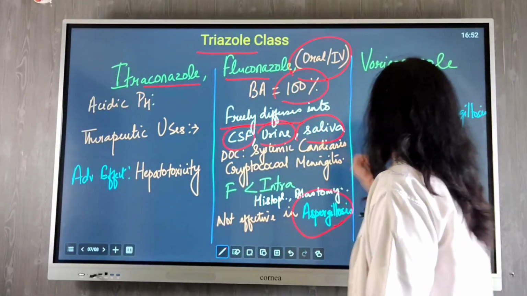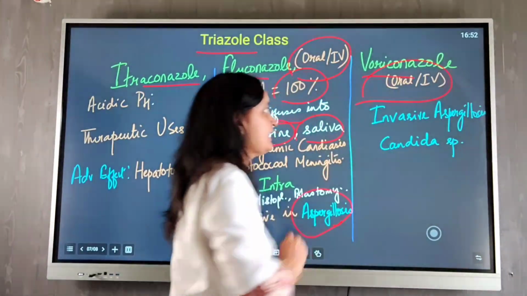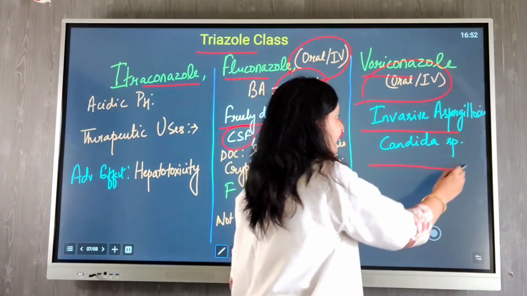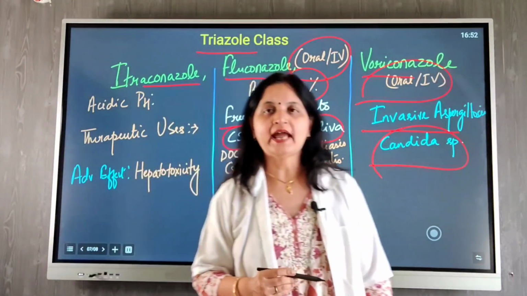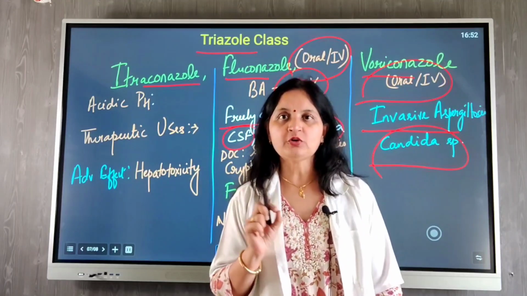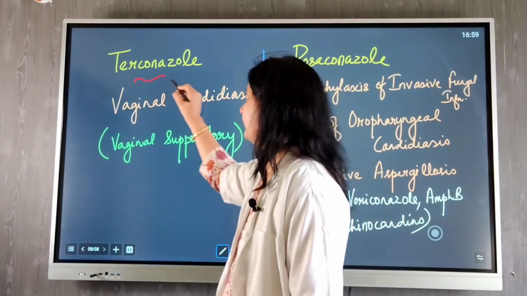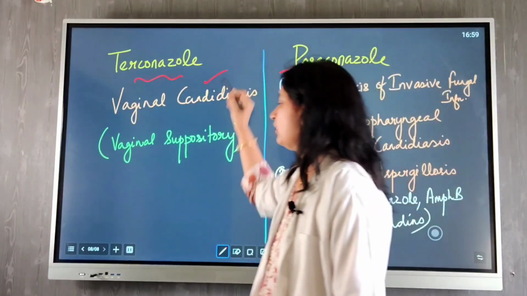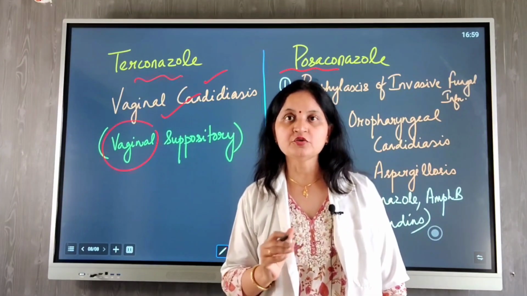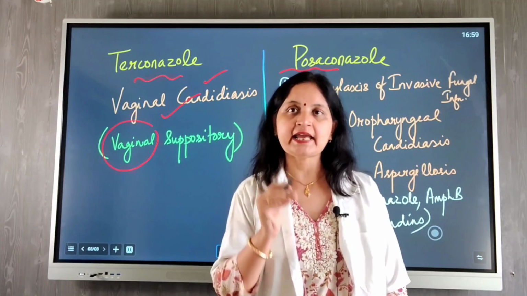The next drug is voriconazole. Voriconazole is also available as oral and IV formulations, and it is the drug of choice for treating invasive aspergillosis and Candida species infections. Lastly, the two drugs that come under triazoles are terconazole and posaconazole. Terconazole is available as a vaginal suppository and is used for treating vaginal candidiasis. So it is useful for topical application, and is useful for treating vaginal candidiasis.